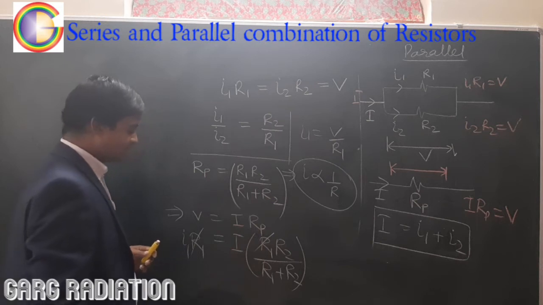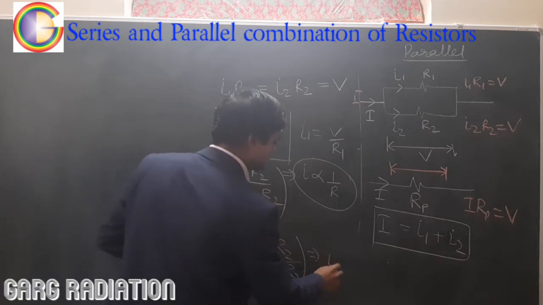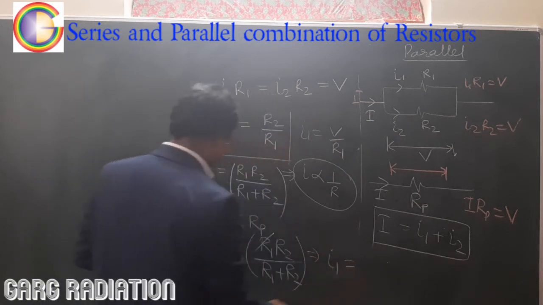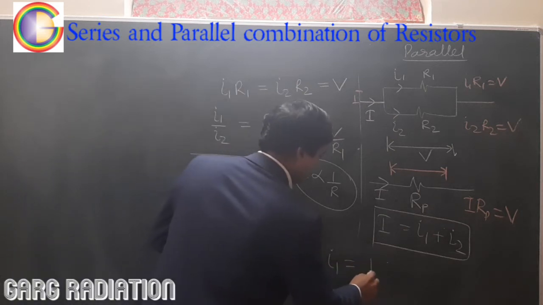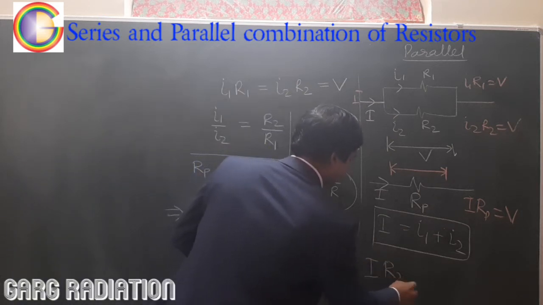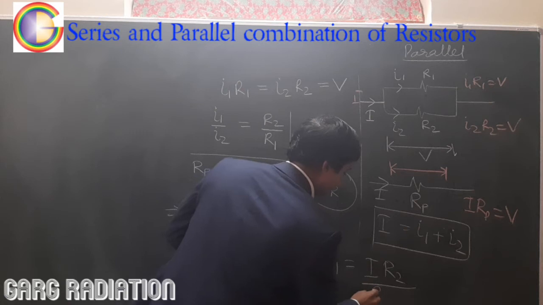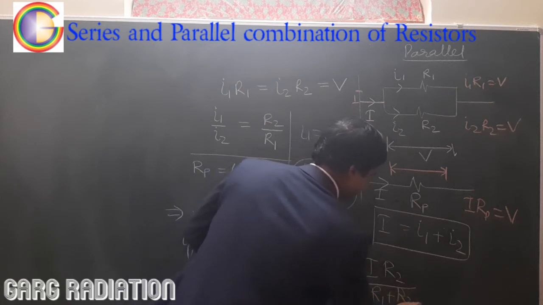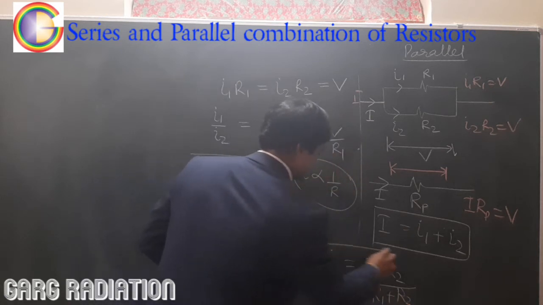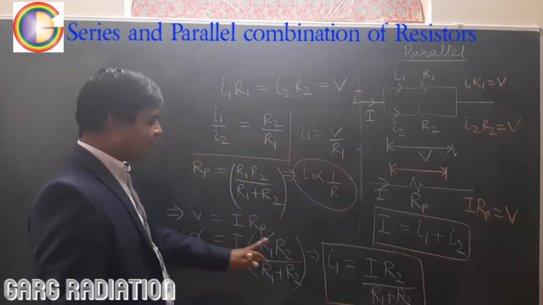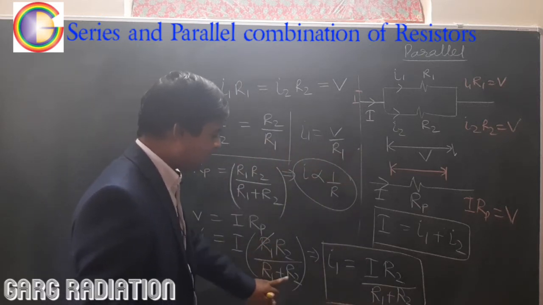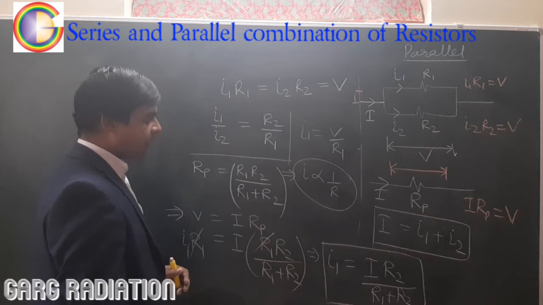you get R1 cancelled and you get the expression of I1. So what do we get I1 as? I1 we get as capital I into R2 upon R1 plus R2. Yes or no? Capital I into R2 divided by R1 plus R2. This is what we get.